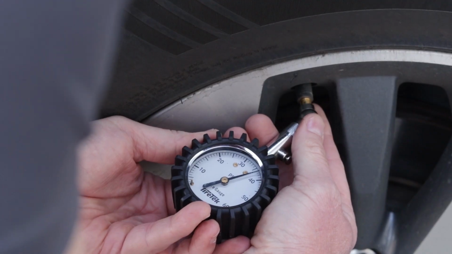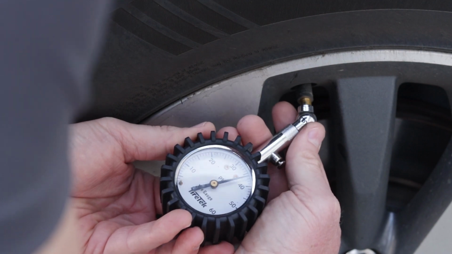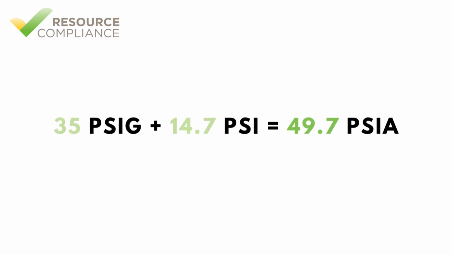When a gauge is put on a tire and reads 35 psi, that means that the pressure inside the tire is 35 psi higher than the atmospheric pressure. So, if the atmospheric pressure is 14.7 psi, then the total pressure, or absolute pressure, is the sum of the gauge pressure and the atmospheric pressure, which is 49.7 psi in this example.